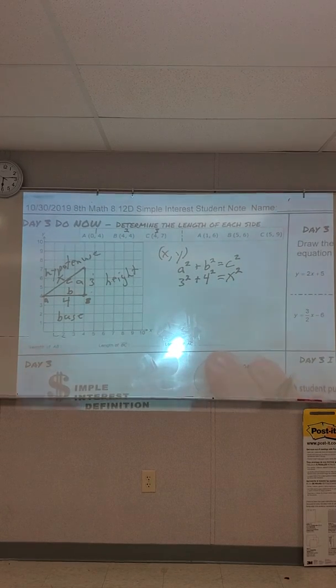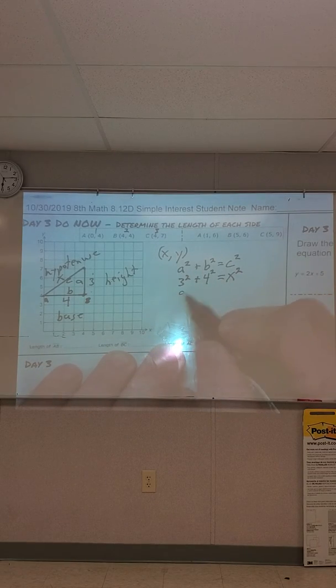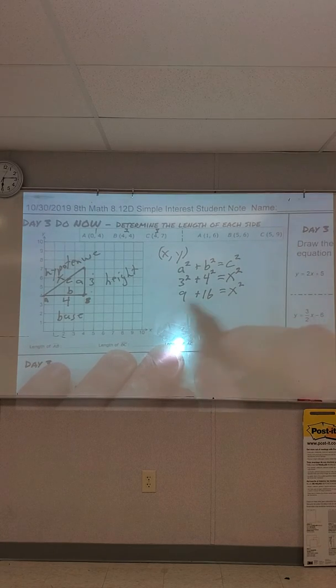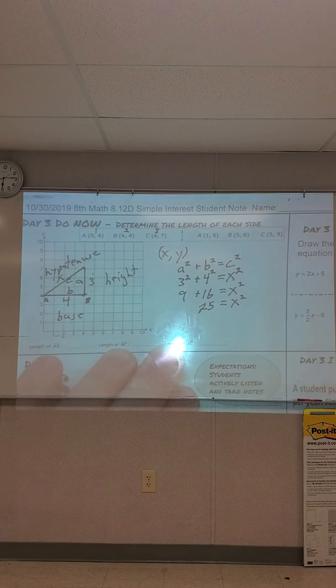Alright, since the c is squared, the x is also squared. So we square the 3, that gives us 9. We square the 4, that gives us 16. But we still don't know what that x is, so we have to leave it alone, but bring it down. So we add the 9 and the 16, that gives us 25. Alright, now we can find out what x means.